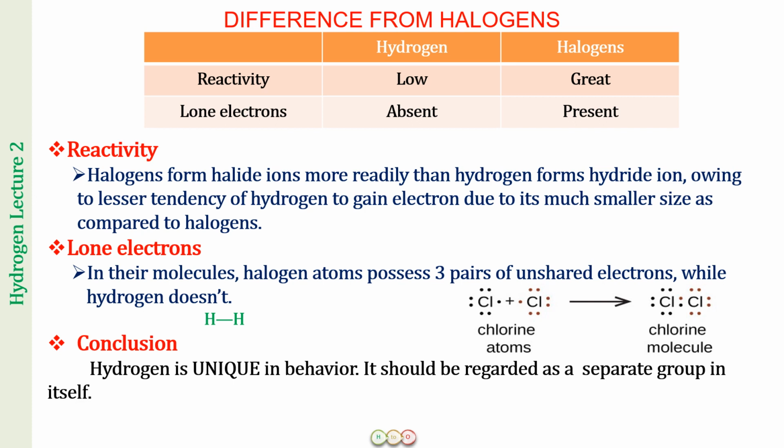And we should not be placing it with group 1 elements, neither should we be placing it with the halogens, because it has similarities and also dissimilarities from both these groups of elements. So what we should be doing is regarding hydrogen as a separate group in itself. And generally now we are also seeing that in some of the periodic tables, hydrogen is placed in the center of the periodic table, neither placed with group 1 elements, nor placed with group 17 elements.